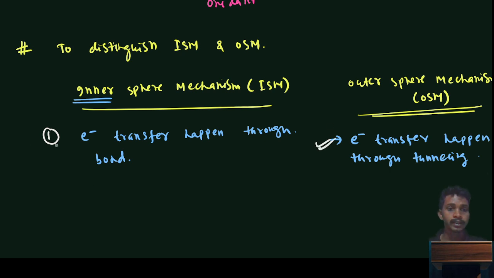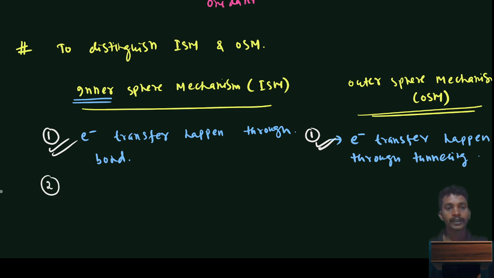Here, in the inner sphere, the electron transfer happens through a bond. Inner means that a bond will be there. Outer means that a bond will not come, we are doing some outer things, not coming to the inside of the complexes. So that is the first point.